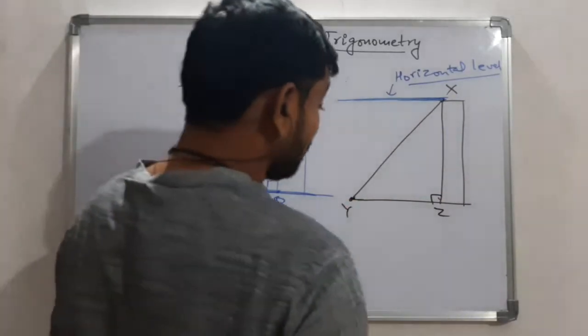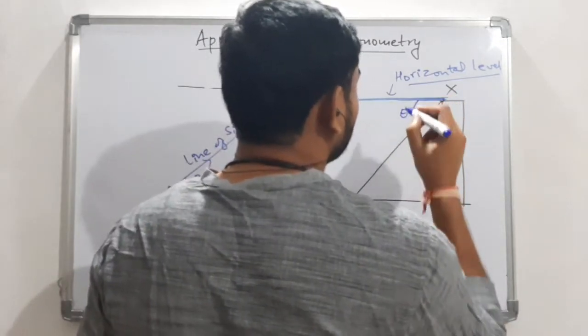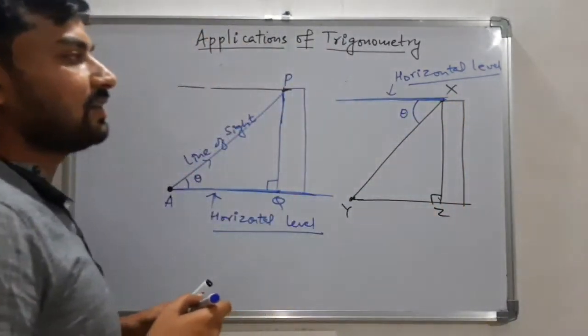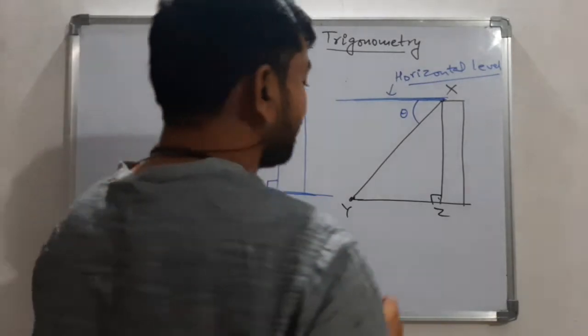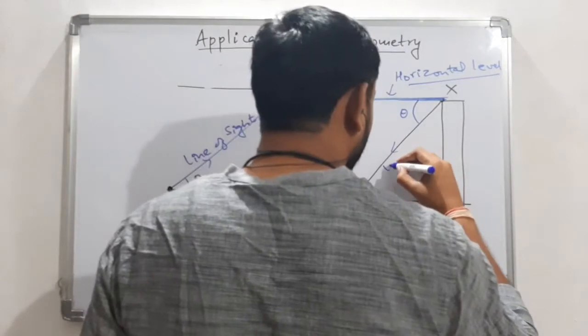Now we will be given this angle, means this is the angle which this horizontal level is making with the line, which again we will call line of sight.